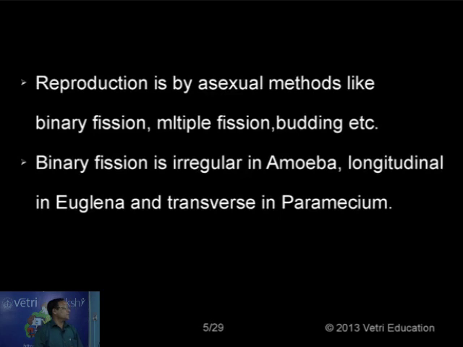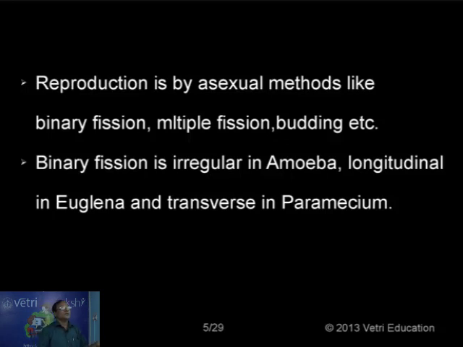Some other characteristics. In all these animals, reproduction is by asexual methods like binary fission, multiple fission, budding, etc. Binary fission is nothing but the division of the body into two daughter cells. In multiple fission, a single cell gives rise to many cells. And budding is a special type of asexual reproduction, seen in some attached ciliates, for example Acineta, and also in Protista.